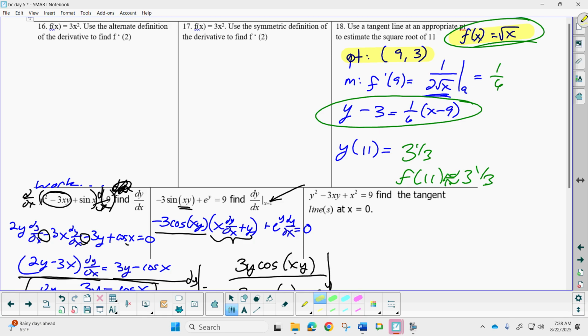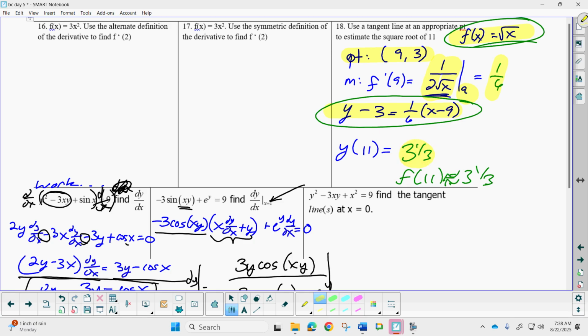I'm saying, here's my general derivative. At 9, the slope is 1/6. There's my tangent line: y minus 3 equals 1/6 times x minus 9. Now I'm just plugging in 11 into my tangent line, and my estimate is 3 1/3.